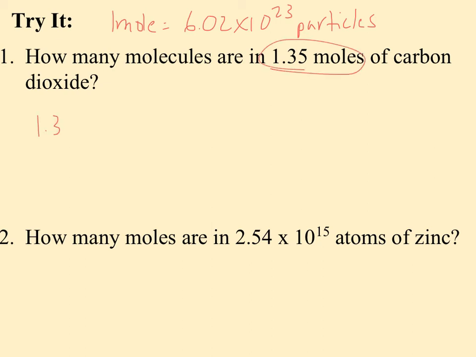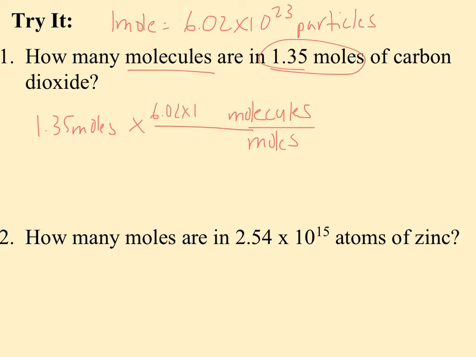So what I have is 1.35 moles. And now I need to set up a converter. I'm being asked for molecules. I want molecules, I have moles. So that means the 6.02 times 10 to the 23rd goes on top. The 1 mole goes on the bottom. So 1.35 times 6.02 times 10 to the 23rd is going to be 8.13 times 10 to the 23rd. And then I need to label it molecules.